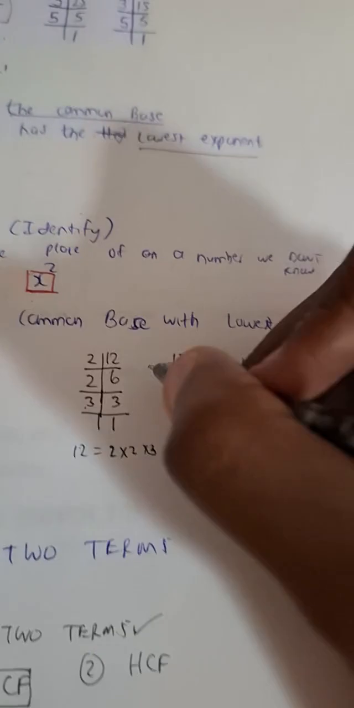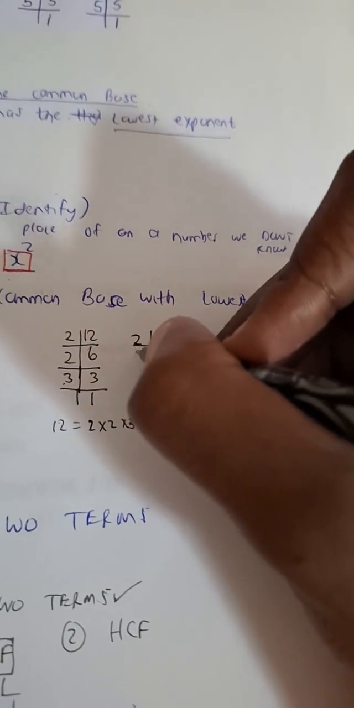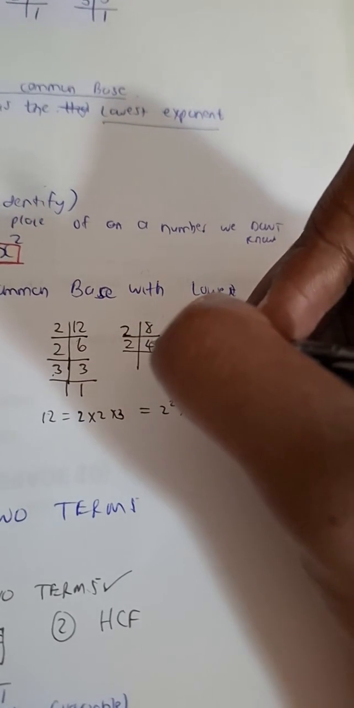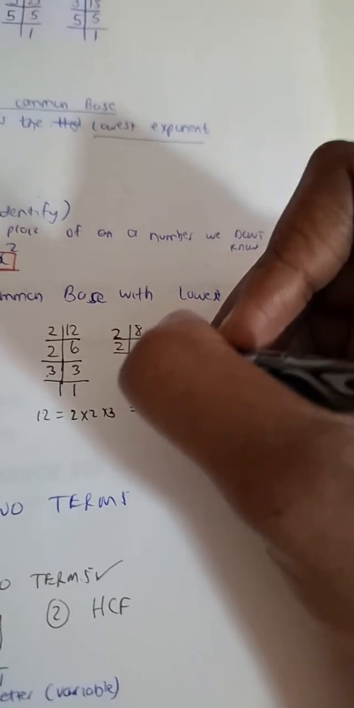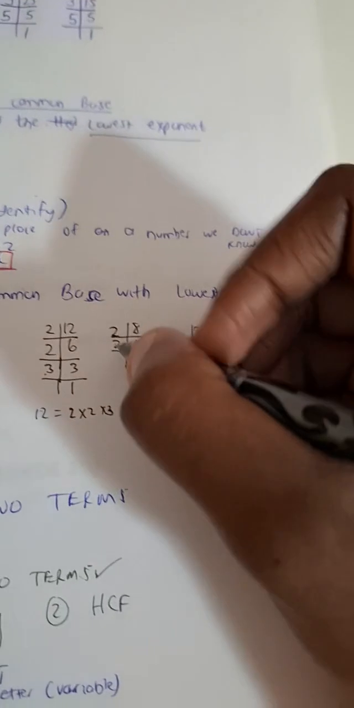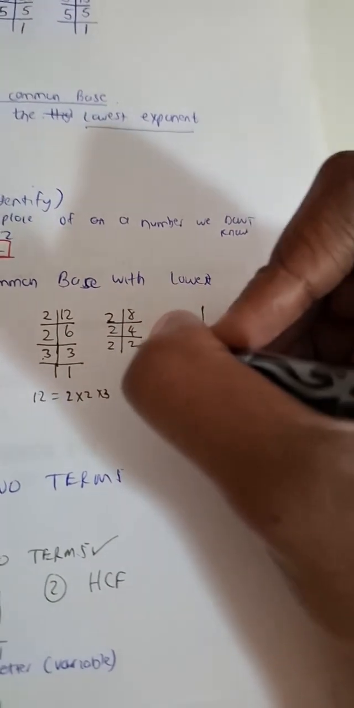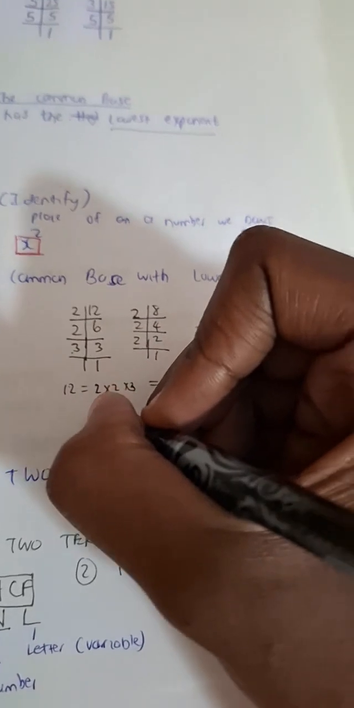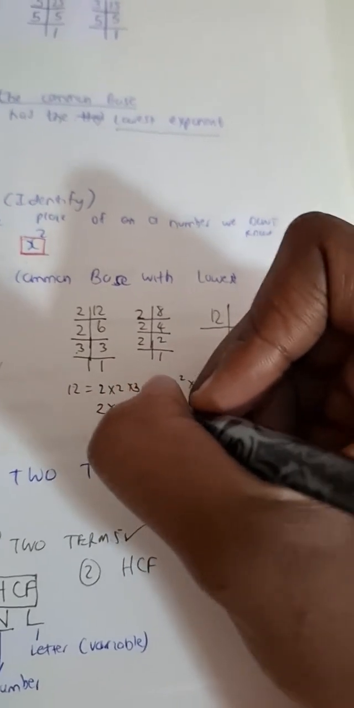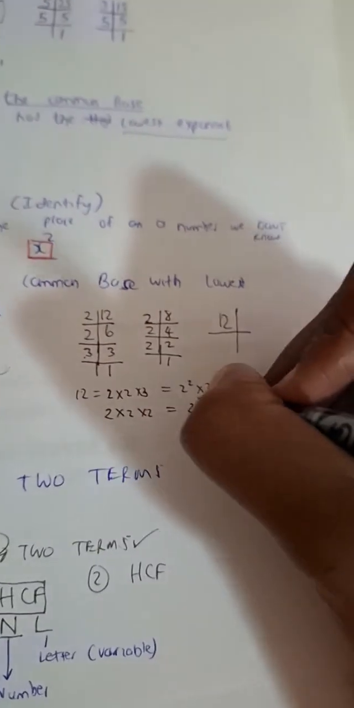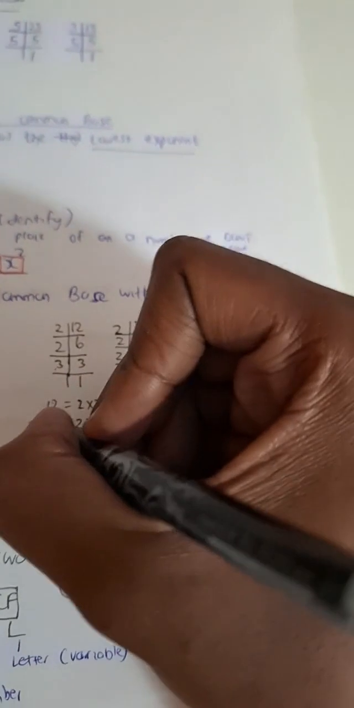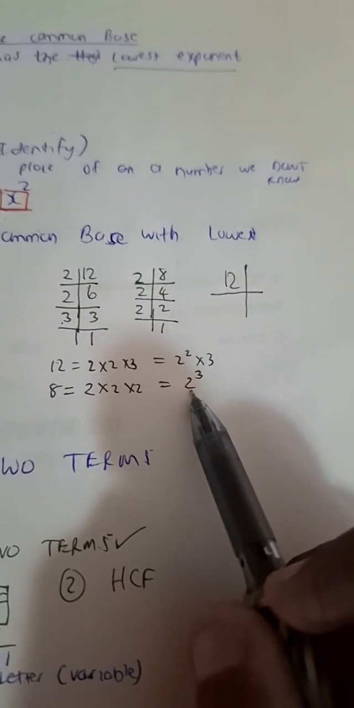We go to 8. The lowest prime number that goes into 8 is 2. How many times does it go into 8? 4 times. The lowest prime number that goes into 4 is 2. How many times does it go into 4? 2 times. And then what's the lowest prime number that goes into 2? 2 goes into 2 once. So that is 2 times 2 times 2, which is actually 2 to the power 3. So that means 8 is equal to 2 to the power 3.